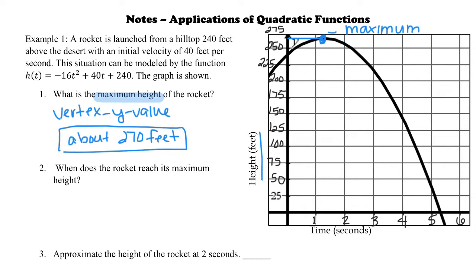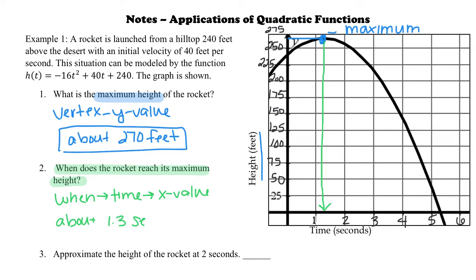Now question 2. When does the rocket reach its maximum height? Well, it's still talking about maximum height, so it's still the same point, but now it's asking when. Well, when means time, which means I want the x value. So same point, but now we're going to go down towards the x-axis and figure out about how long it took to hit that maximum point. So this looks about 1.3 seconds. And again, make sure you give units.